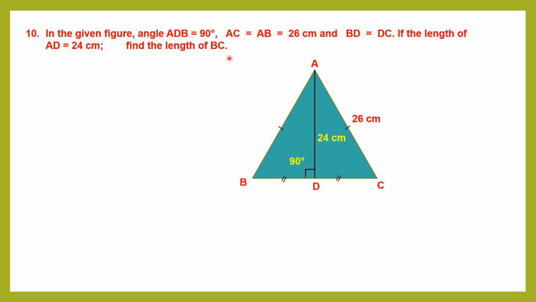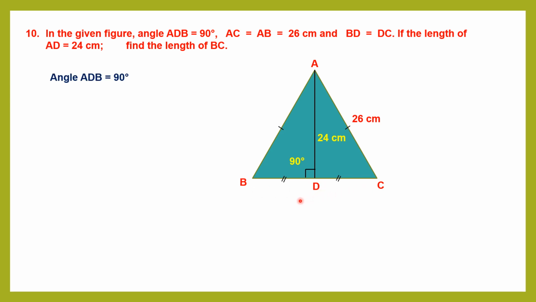Now if the length of AD, where is AD? AD is this line. If that length is 24 centimeters, we are asked to find the length of BC. Now BC is this whole thing. To find the length of this whole thing, we have to add up BD and DC. So we have to find out either BD or DC, any one, because both are equal. If we find one, that means the other measurement is also the same. So if we add up BD and DC, we can get the length of BC.